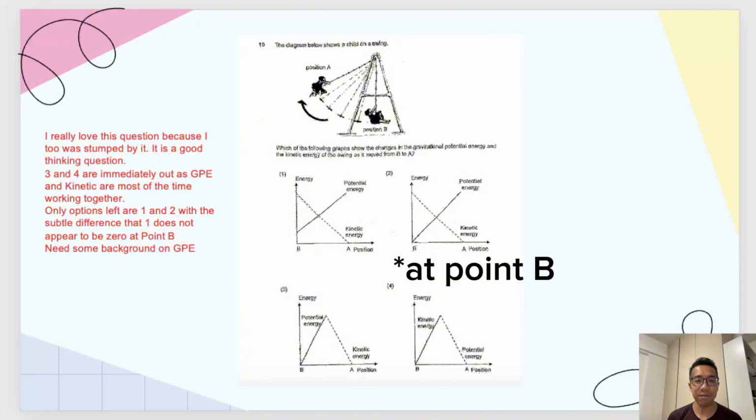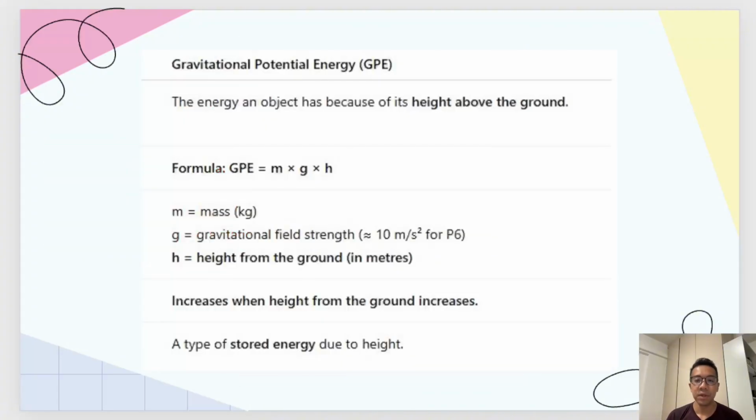Before we go on any further, let's take a quick look at gravitational potential energy. For gravitational potential energy, it requires three things. The mass of the object, which in this case is the student on the swing. Next is gravitational field strength, which is 10 meters per second squared for primary 6 students. Last but not least is height, which is measured from the ground. Gravitational potential energy increases as height increases, which is something that you need to take note of, especially for this question.